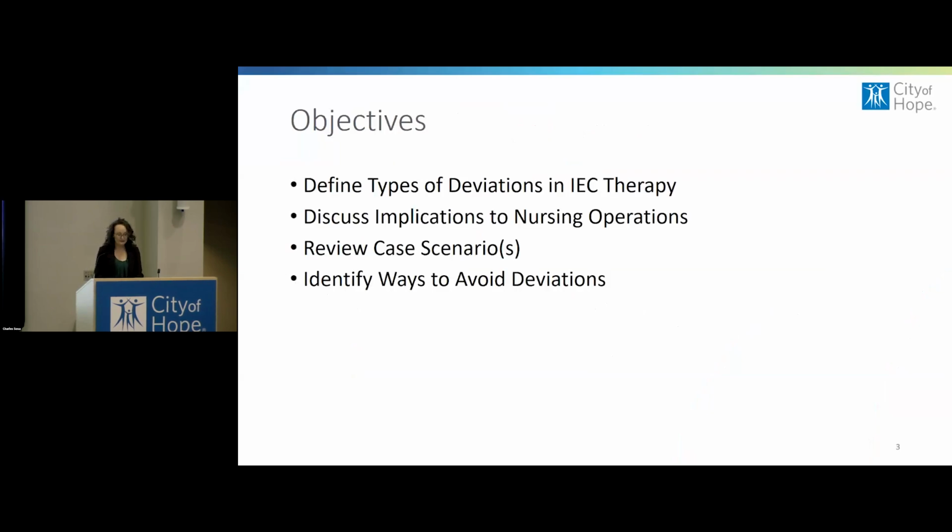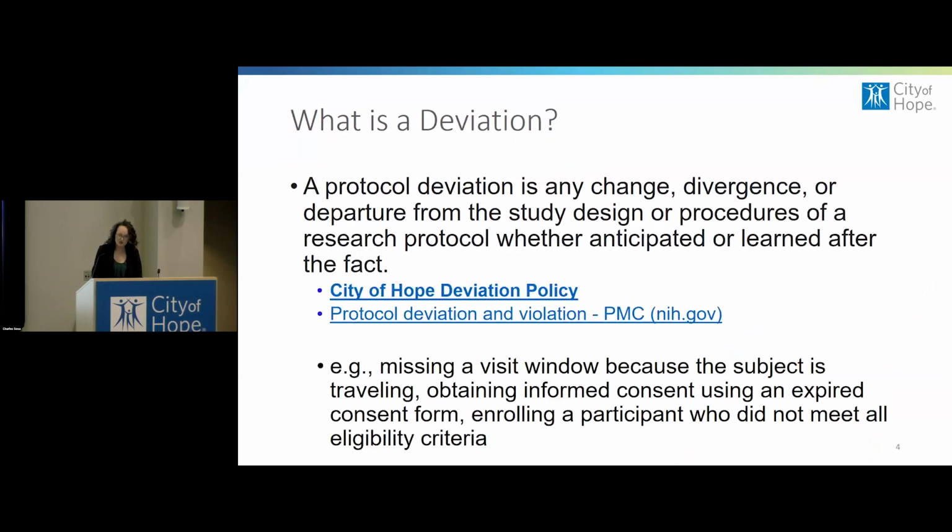So the purpose of this presentation will be to define the types of deviations, how they affect clinical trials, and specifically your operations as nurses. Talk about a few examples, and then also talk about corrective and preventative actions in order to try to mitigate the deviations. So what is a deviation?